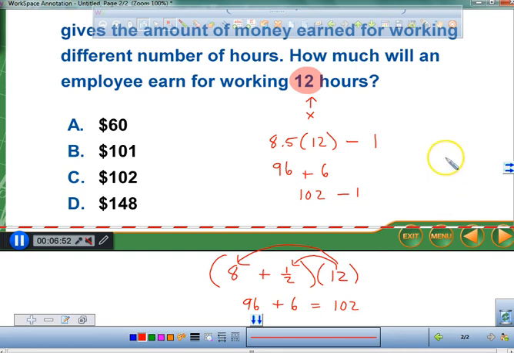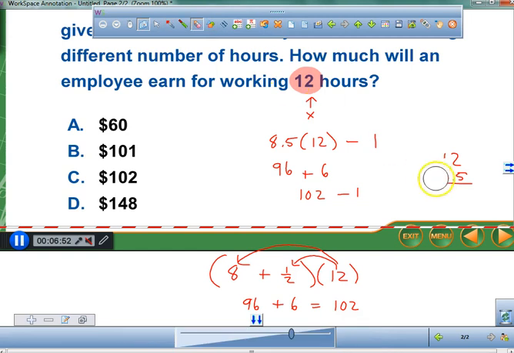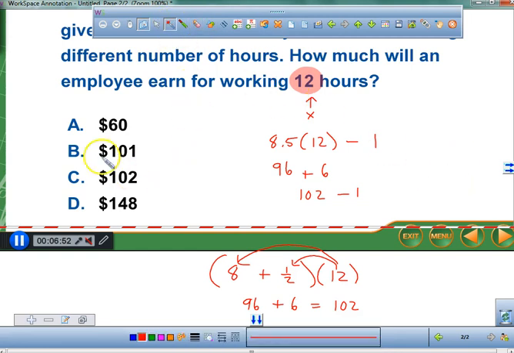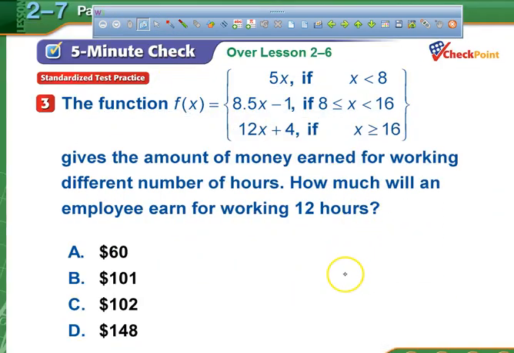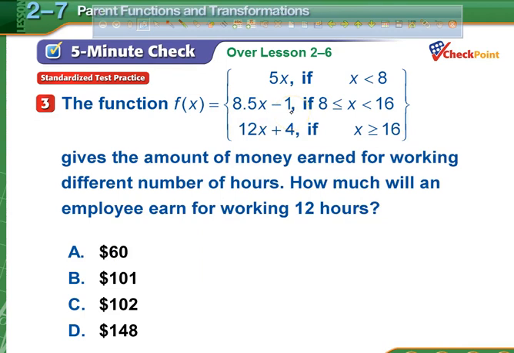Here's what I did do in my head. I did not take 12 and multiply it to 8.5 like this in my head. Could you? Yeah, it takes a little bit longer. But I didn't do that. So what's our final answer? Wait. We had to take away a... It was 102, but then we have to take away a 1.